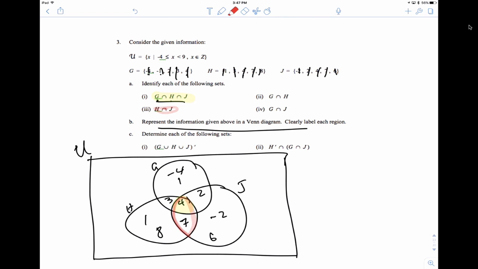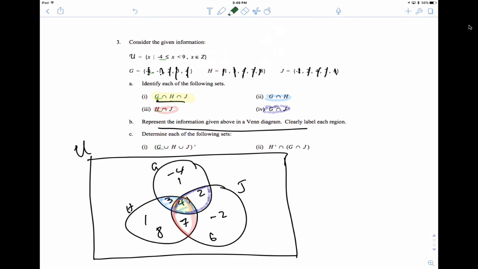Okay. And G intersection H. I can still follow that. I hope you can. And G, J. And obviously these are going to be a lot more clear if you do them on separate diagrams. But yeah.